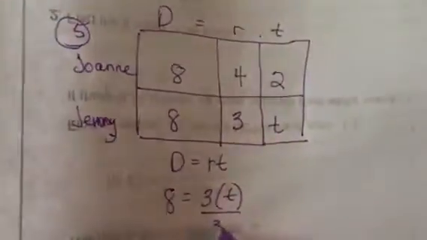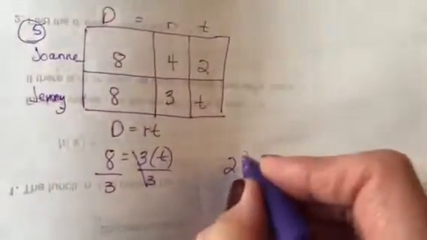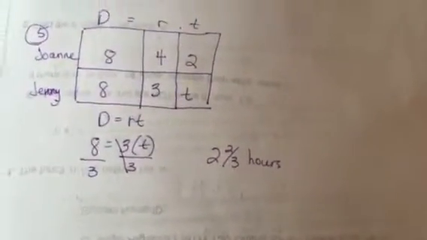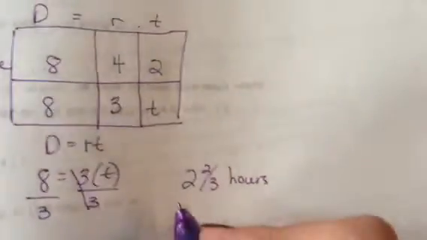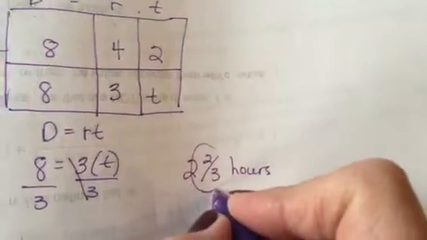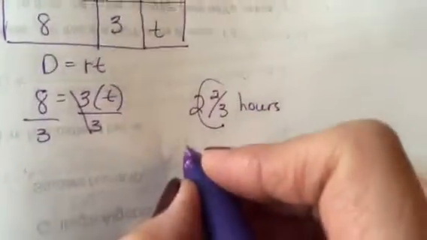Divide both sides by 3. Okay. 8 divided by 3 is what? 2 2/3. So 2 2/3 hours. My guess is they probably don't want it like that. They probably want it in hours and minutes. Some of you might already realize how many minutes this is. If you don't, here's what you can do.